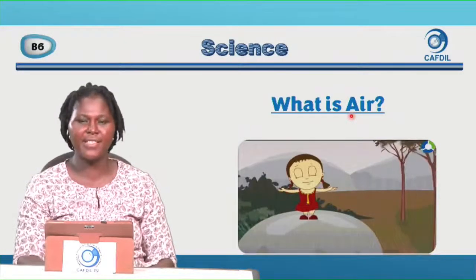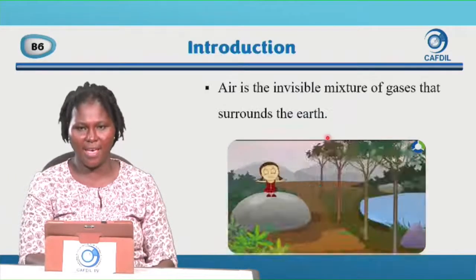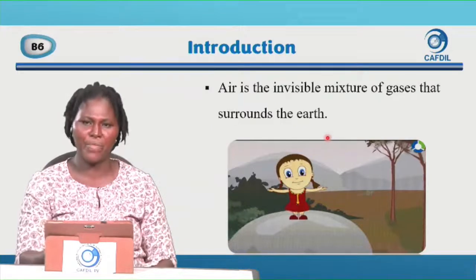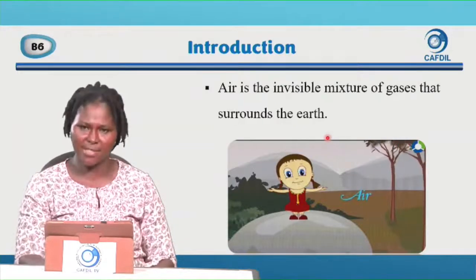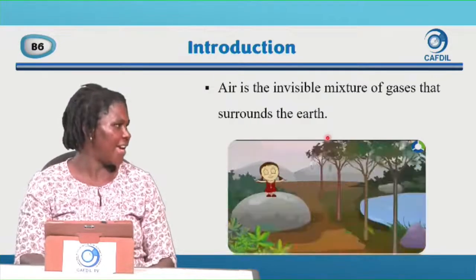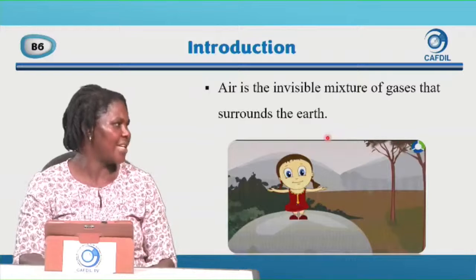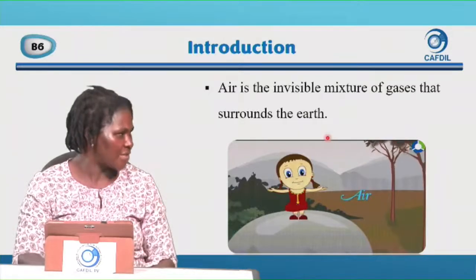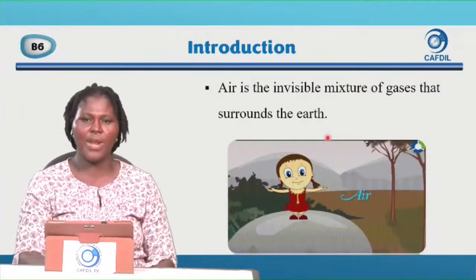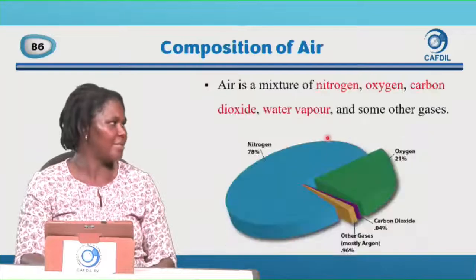Now, the question says, what is air? Air is the invisible mixture of gases that surrounds the earth. Invisible means you cannot see it with our eyes. Good.